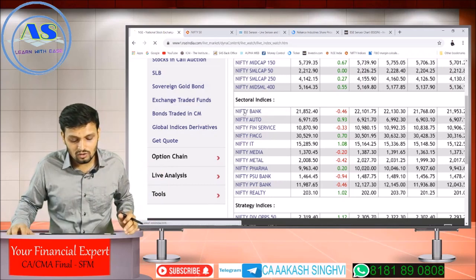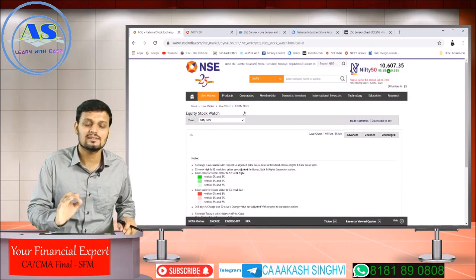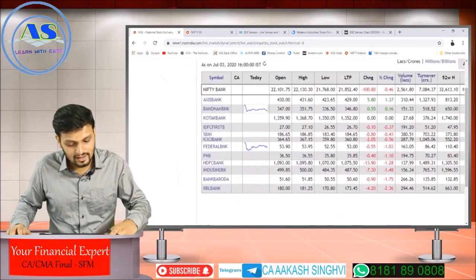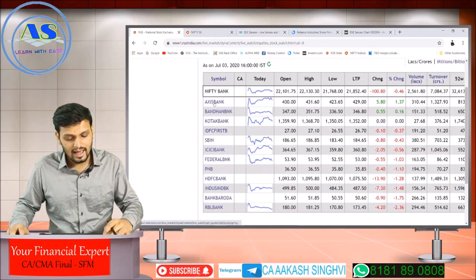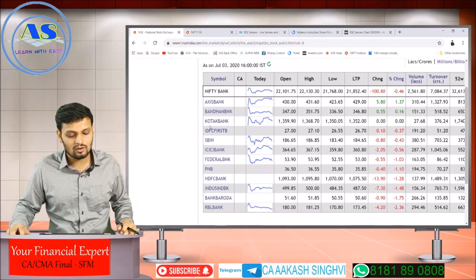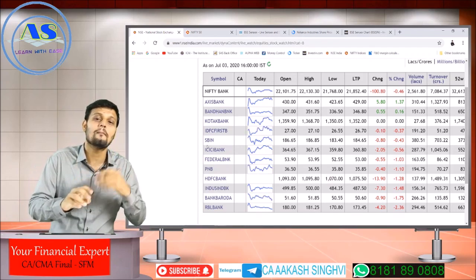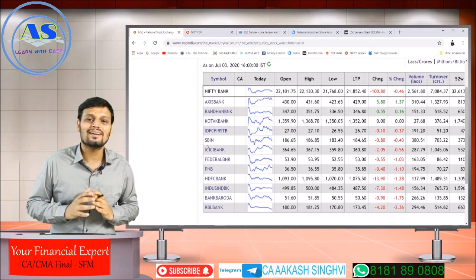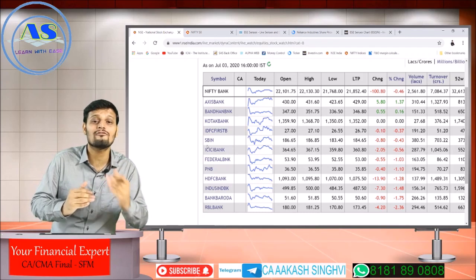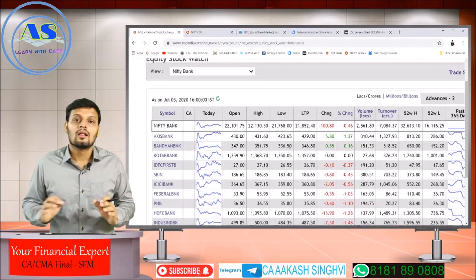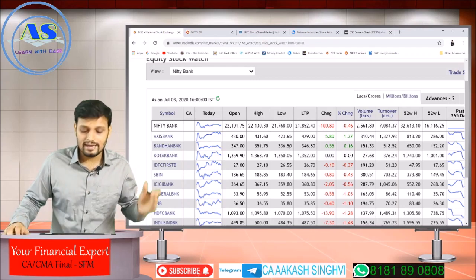If I just click on to Nifty Bank, it is one of the most popular sectoral indices, and lots of traders do trade in this particular index. And you can see that there are Axis Bank, Bandhan Bank, Kotak Bank. If you just calculate, there are 12 banks inside Nifty Bank, right? So now this sectoral indices will help you to figure out how has the banking sector performed on any particular day. So likewise, even in Bombay Stock Exchange, we have multiple index.